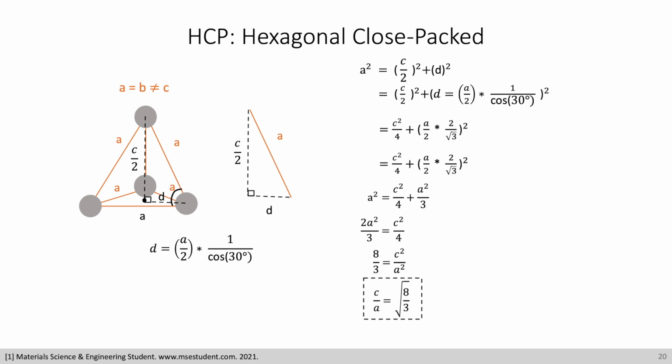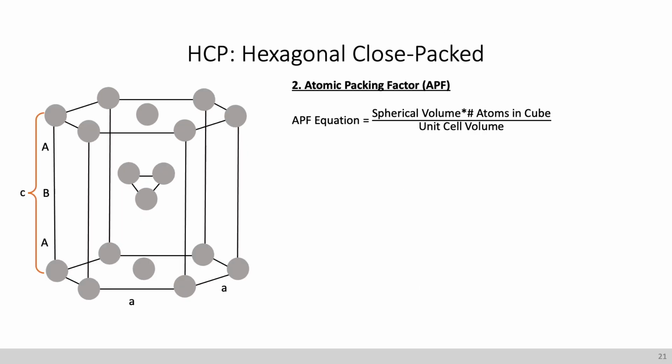We use this calculation to find our atomic packing factor, which is spherical volume times the number of atoms in the cell over the unit cell volume. We find that this is 4 over 3 pi over 2 times the 6 atoms that we found previously, over the hexagonal prism volume that we need to find.